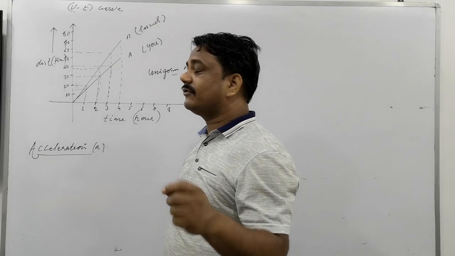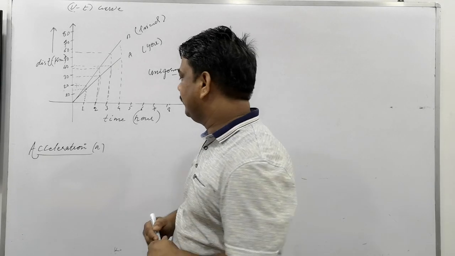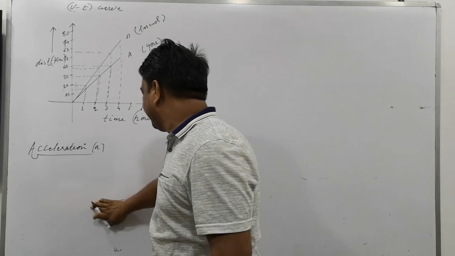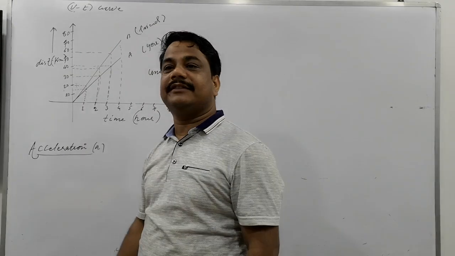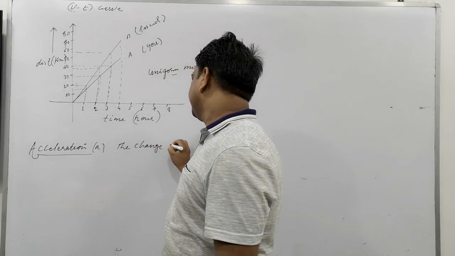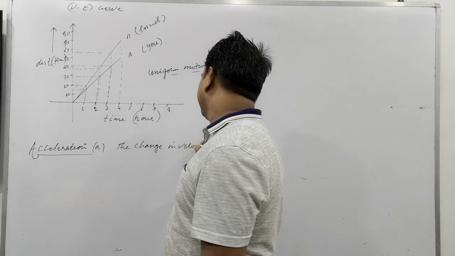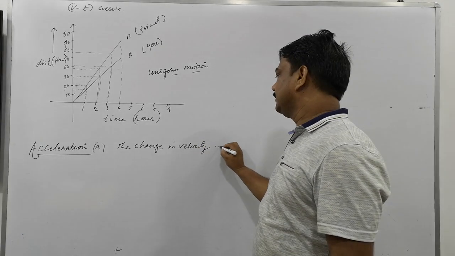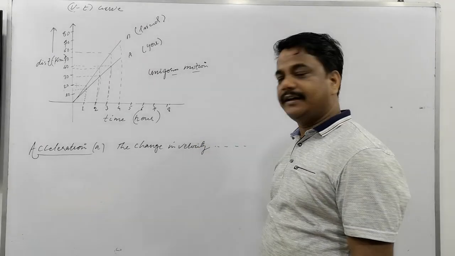So I'm just drawing here the VT curve. What do you understand by VT curve? First you just have to know the meaning of acceleration. What is acceleration? Simply the change in velocity. Change in velocity is called acceleration, right?